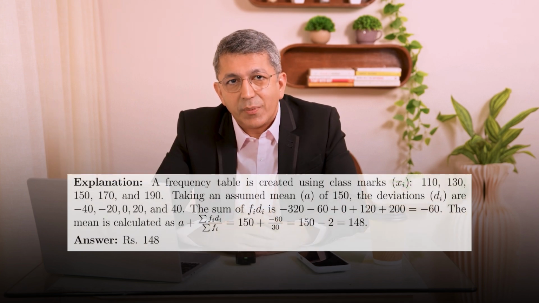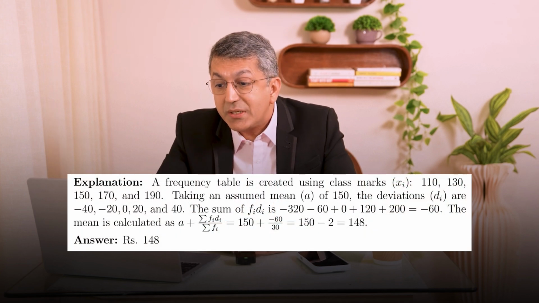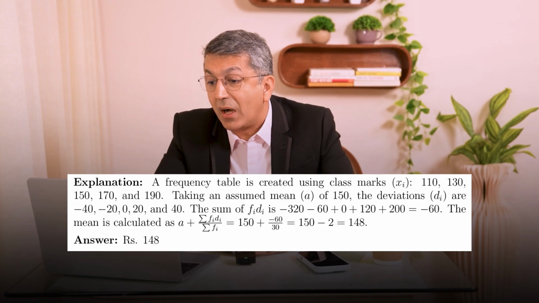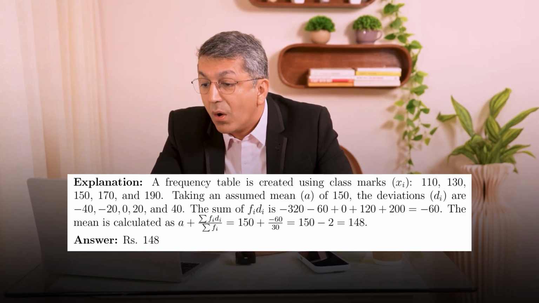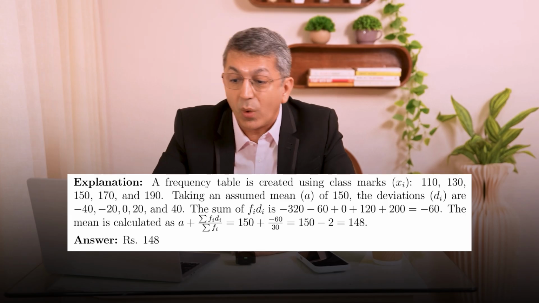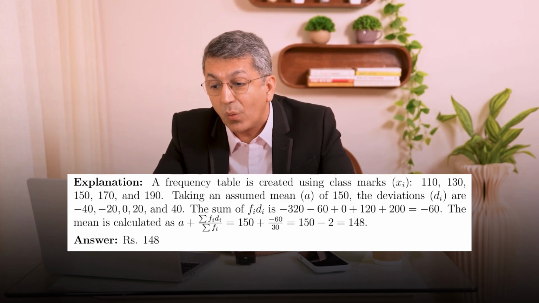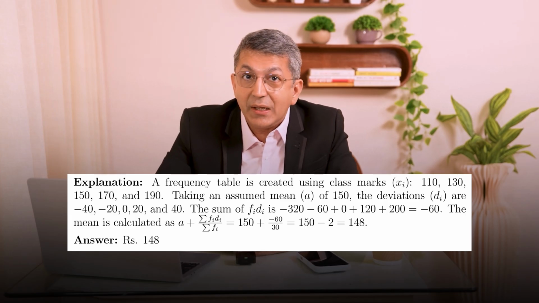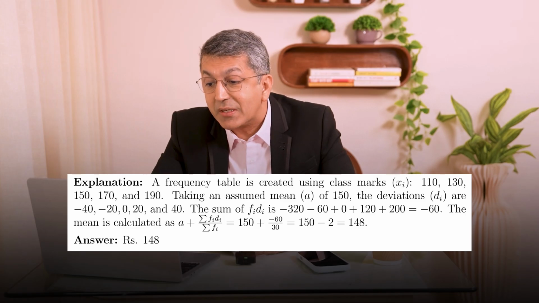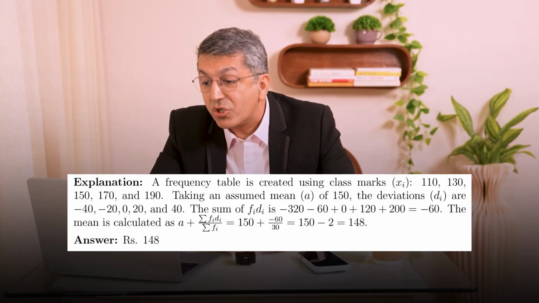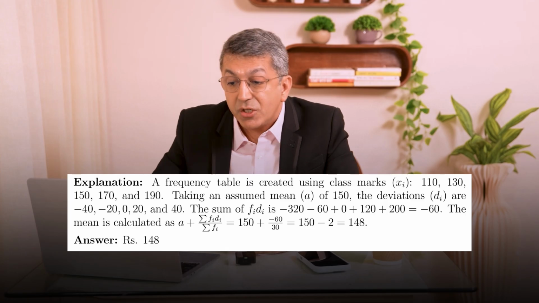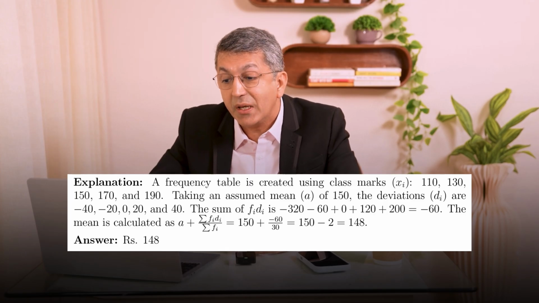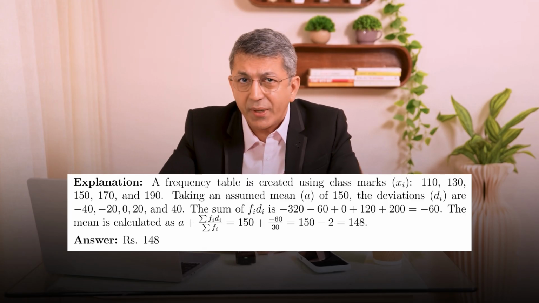And now for the explanation. A frequency table is created using class marks in brackets xi, close brackets, 110, 130, 150, 170, and 190. Taking an assumed mean in brackets A of 150, the deviations in brackets di are minus 40, minus 20, 0, 20, and 40. Now pay attention.